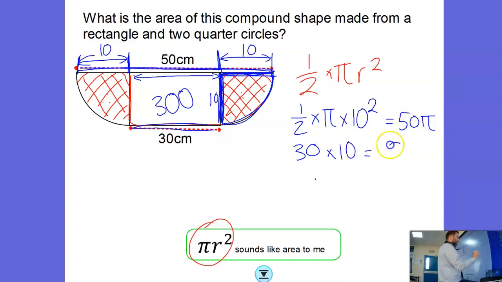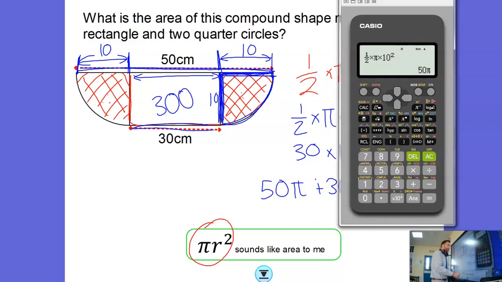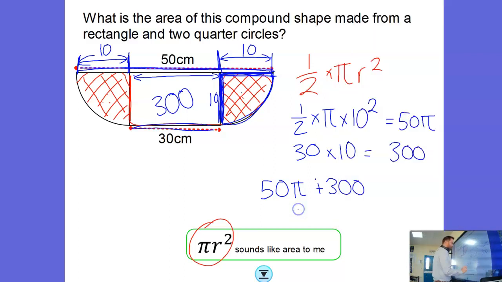And this is 300. So my total area is going to be 50 pi plus 300. That's my answer in terms of pi. Let's now work that out. Add 300. And we get 457 to 3 significant figures. So 457 centimeters squared to 3 significant figures.